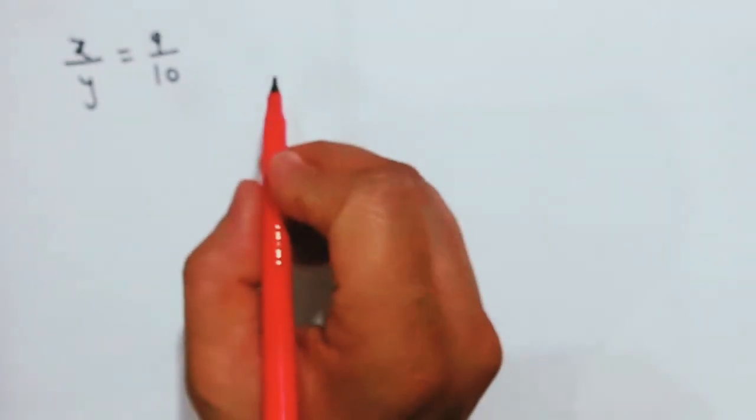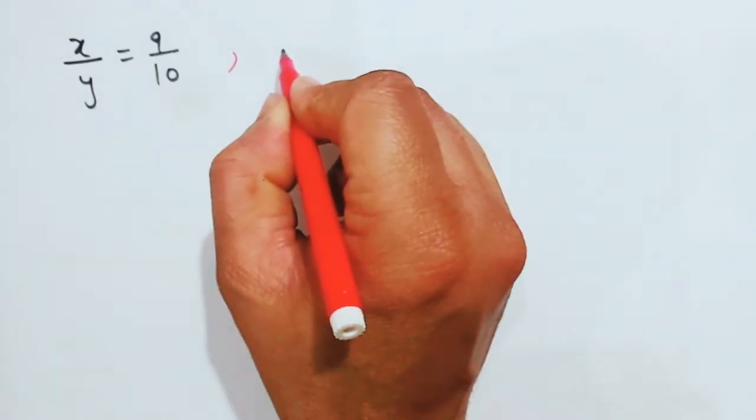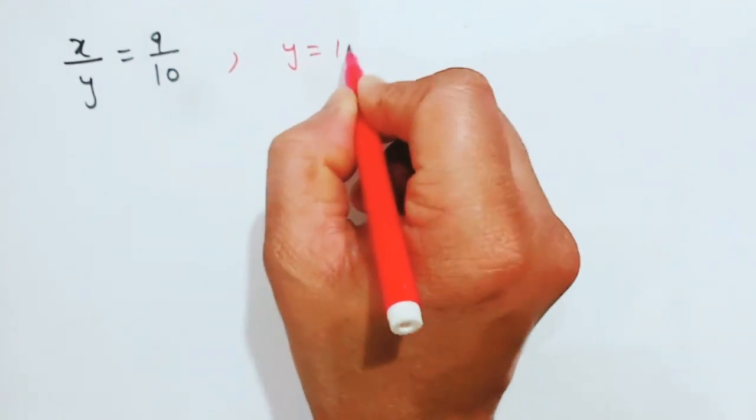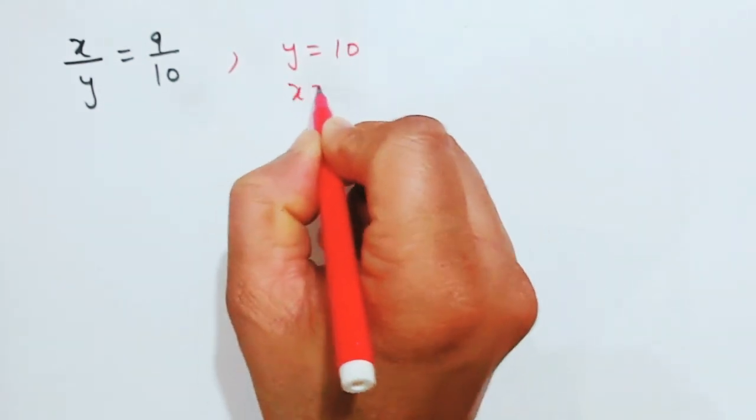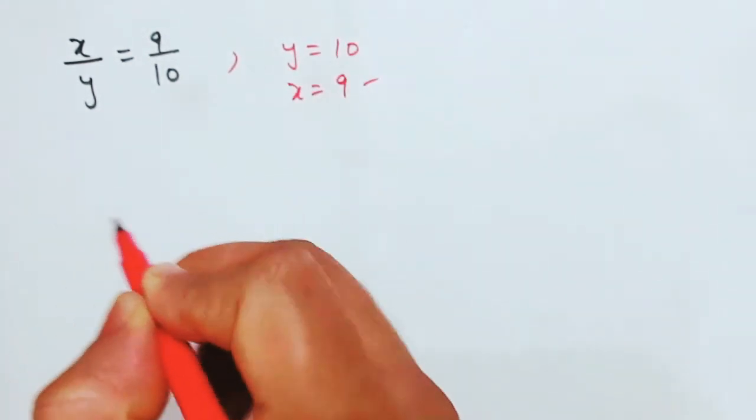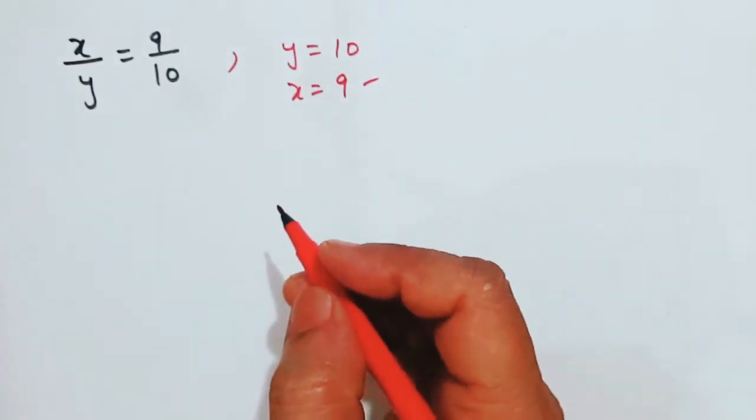Now what did I get? I had got x by y is equal to 9 by 10. No issue at all. Now what are they asking? Find the value of x when y is equal to 10. They have given y is equal to 10. So the value of x will be equal to how much? 9. Simple.